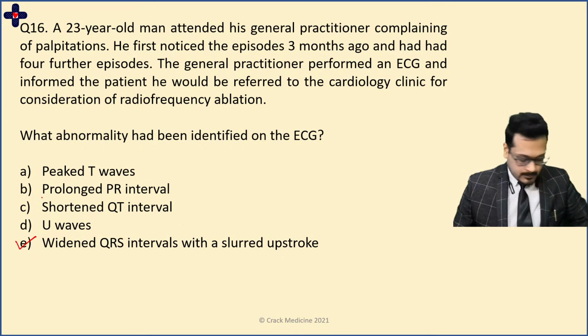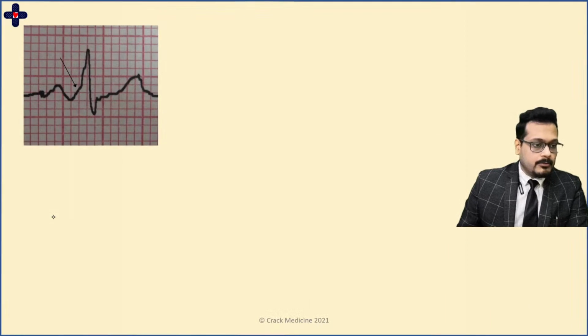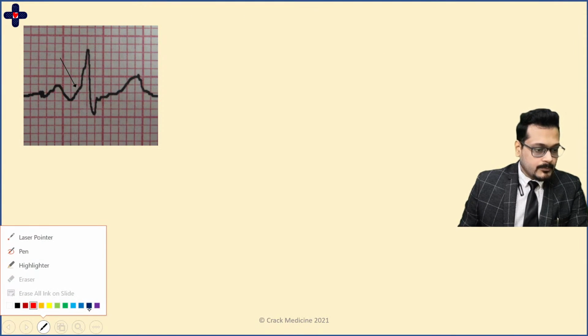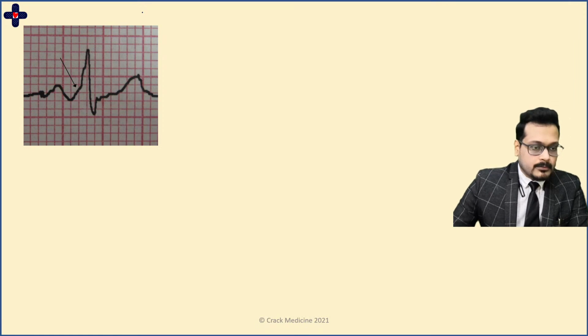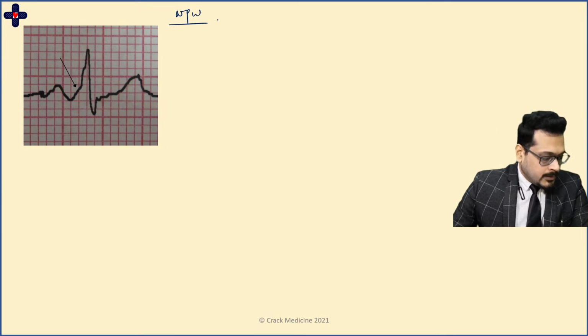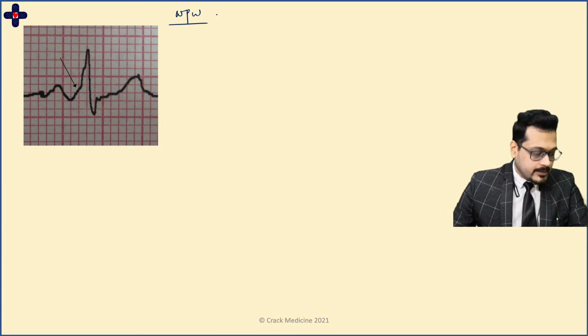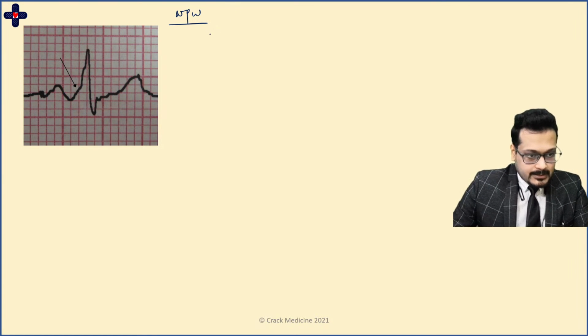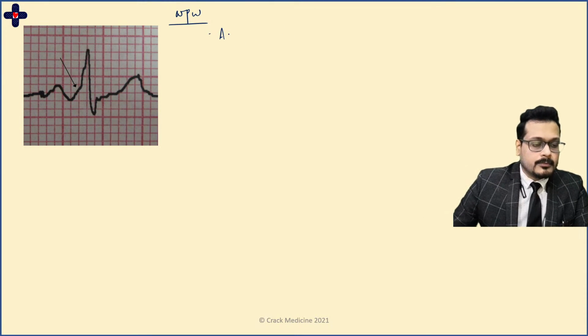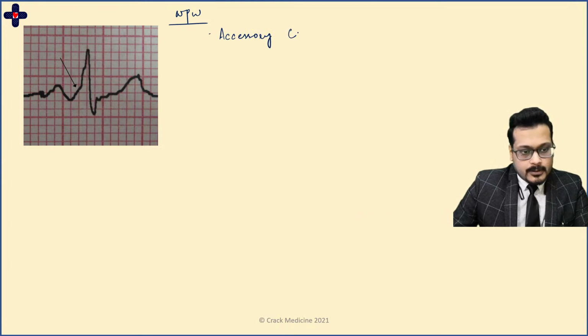So yes, you're right. We are talking about Wolff-Parkinson-White syndrome. This is SVT, that is supraventricular tachycardia. You have an accessory conduction pathway.